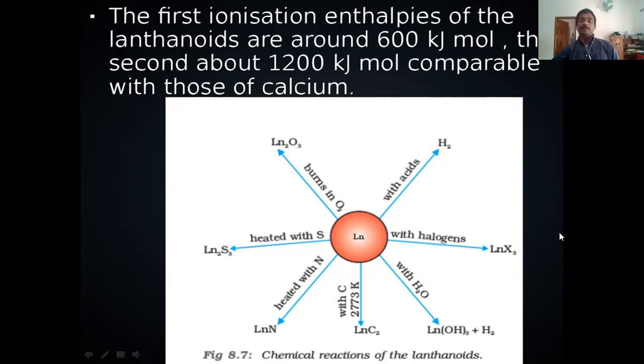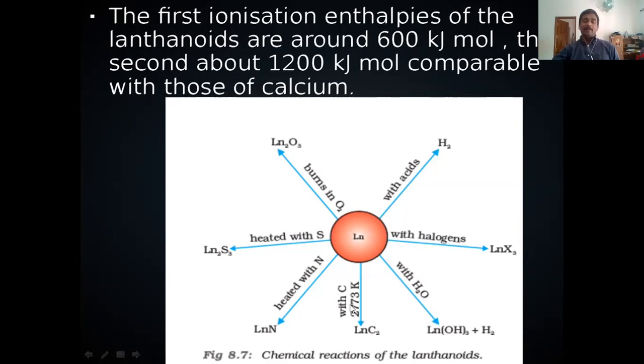Here a diagram is given that makes it easy to remember the properties. Lanthanides can react with acids and liberate hydrogen. Lanthanides react with the halogens to form trihalides, LnX3. Ln generally represents lanthanides. Lanthanides can react with H2O to form hydroxide, Ln(OH)3, with the liberation of hydrogen.